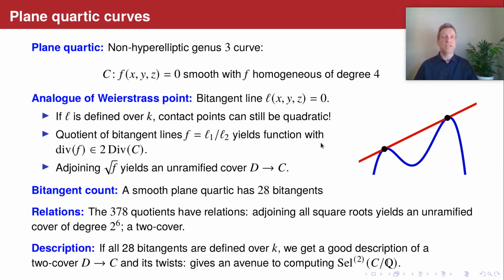In general, there are 28 bitangents on a smooth plane quartic, so that gives a possibility of 378 quotients of linear equations defining bitangents. Adjoining all the square roots yields an unramified cover of degree 2 to the power 6. There are plenty of relations between these. So that's an avenue towards getting a 2 cover. And in particular, if the bitangents are defined over the base field, then this gives a fairly straightforward recipe for writing down equations for the 2 covers of a smooth plane quartic, and that gives us an avenue to computing the 2 Selmer sets of such curves.